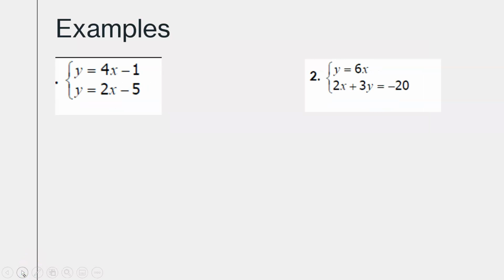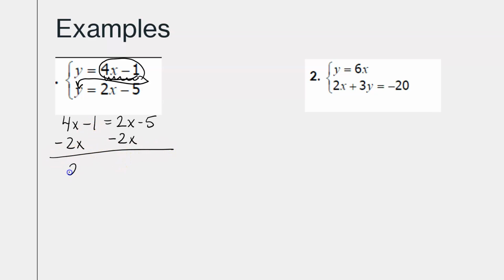Okay, so here I have two equations. So what I'm going to do is take what y equals in this equation, and plug it in for y into the other equation. So I have 4x minus 1 equals 2x minus 5. Now I'm going to solve for x. So I have 2x minus 1 equals negative 5. I'm going to add 1. So I have 2x equals negative 4.